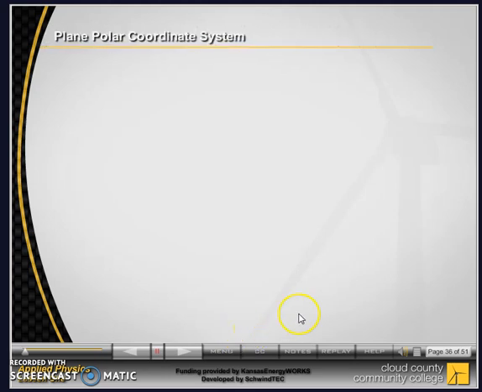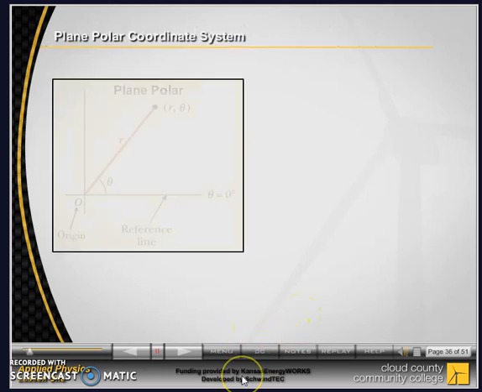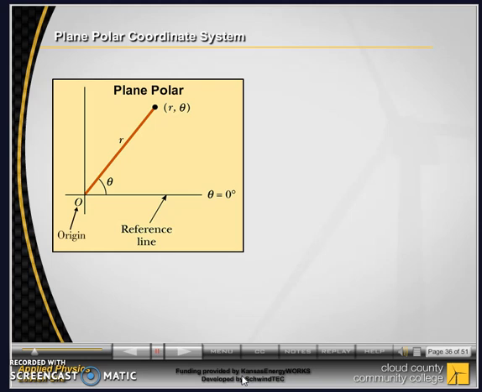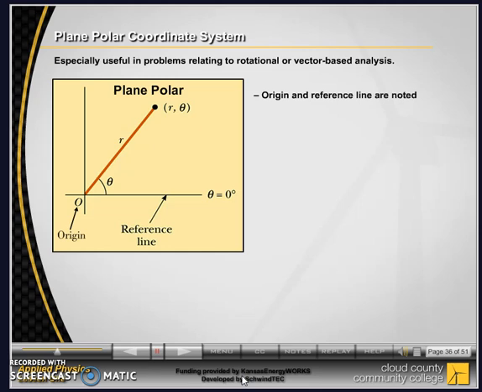Another way to represent information via a graph is to use the plane polar coordinate system. It is useful in different types of problems, especially in problems relating to rotational or vector-based analysis. Here you can see that the origin and reference line are noted by r, a vector length, and theta, an angle from our reference line.